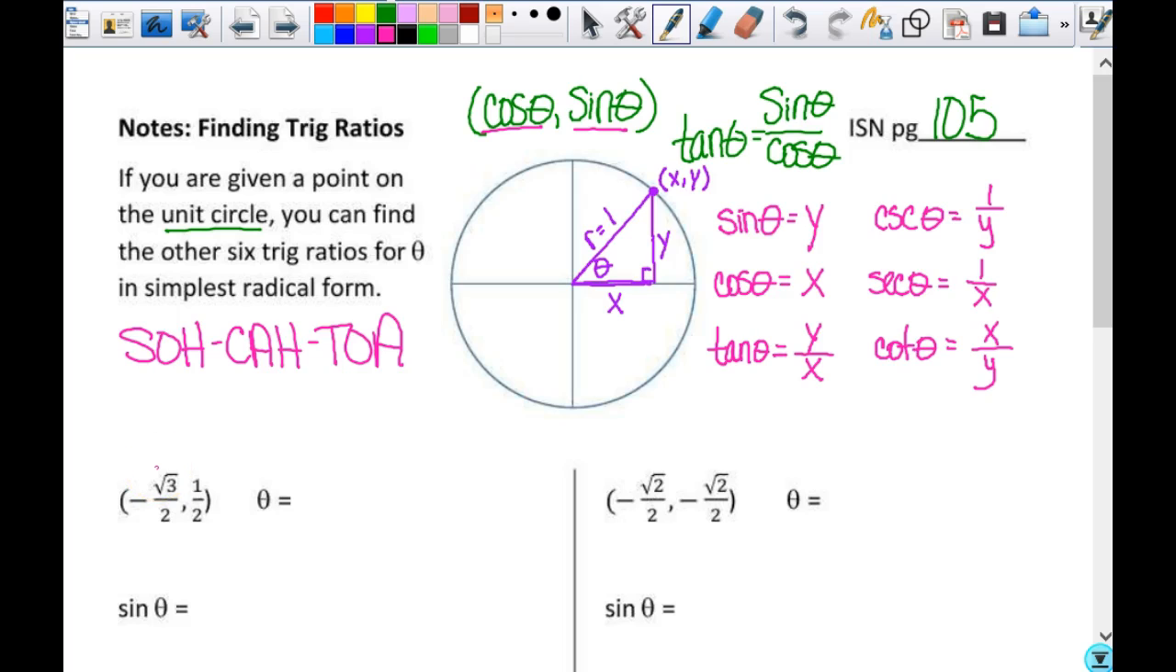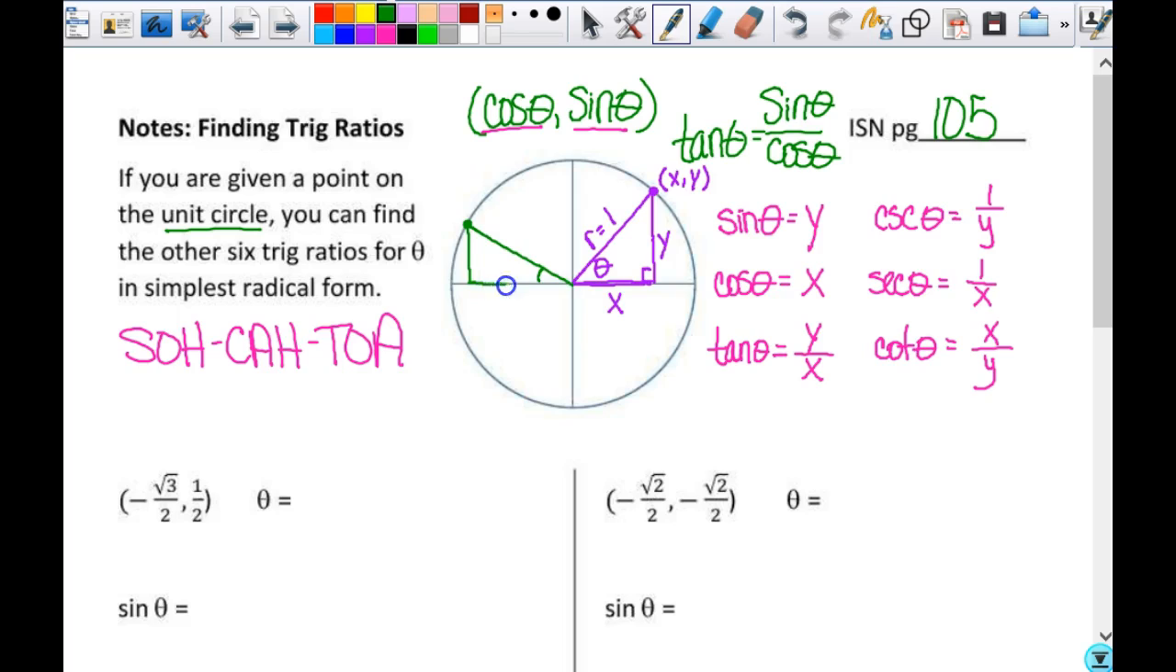So we're going to start with this one. Now, the point is negative square root of 3 over 2, 1/2. This number right here, negative square root of 3 over 2, 1/2. Okay, so like I'm about right here, something like that. So here's that point. Right? So here is my theta for this one.